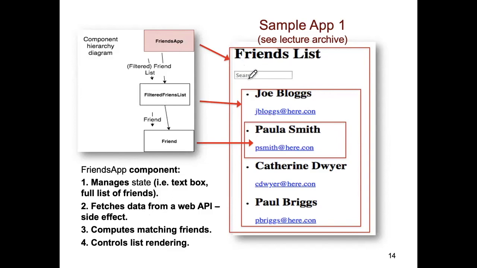Because every time the user types something into the text box, this component needs to recompute the list of matching friends based on what's entered in the text box. And it recomputes the list of matching friends, and that's what it passes down to this component. So every time you type something into the text box, it has to recompute that list of matching friends, and it passes a new updated array potentially down to this component. What this component does then is it just goes through that array of matching friends and invokes one instance of a friend component for each matching friend.